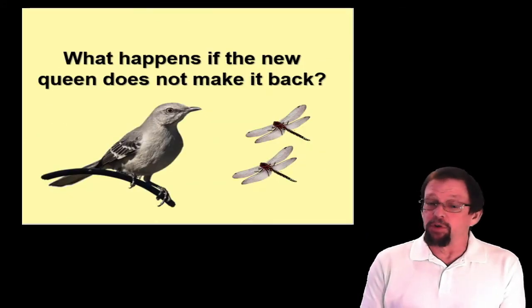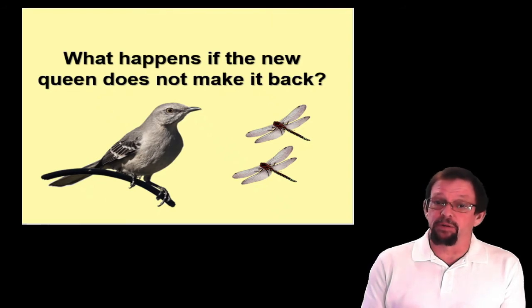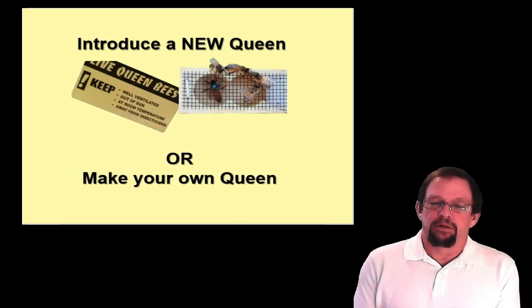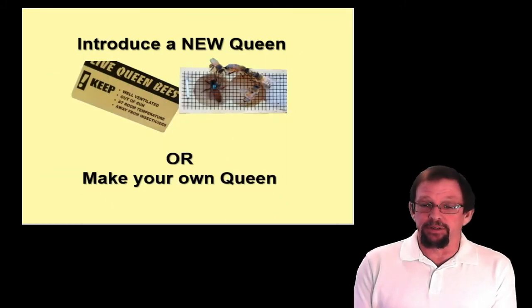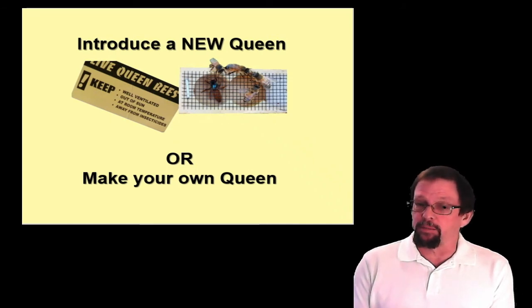What happens if the new queen doesn't make it back? Say she runs into a bird or a dragonfly. Then you need to figure out what you are going to do at this point. You can order a queen and introduce a new queen. Or you can take a frame of eggs and larvae from another hive and introduce that and allow those workers to replace the queen and make a new one.